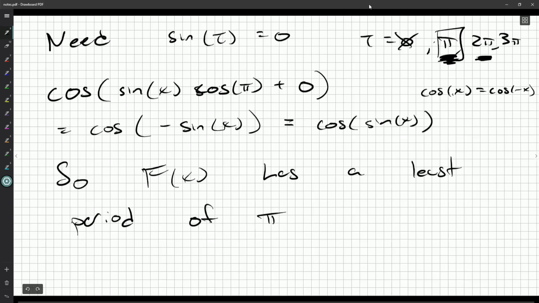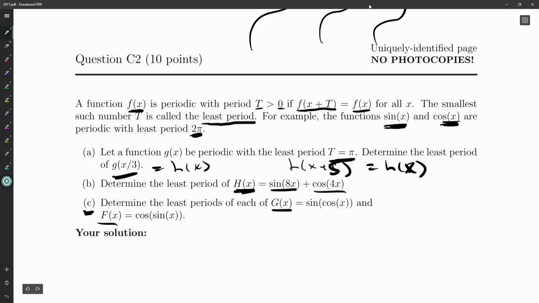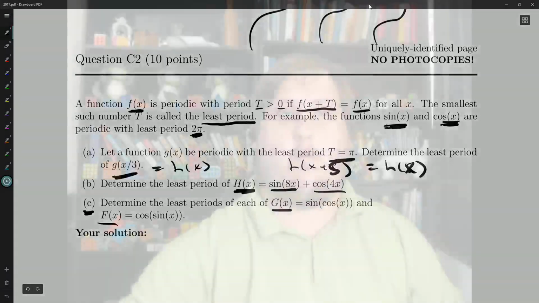There we go. We have 2 pi for g of x, but the stars align for us, and f of x gets pi. And that was all we needed to show. So we're done C2. Up next, of course, will be C3.